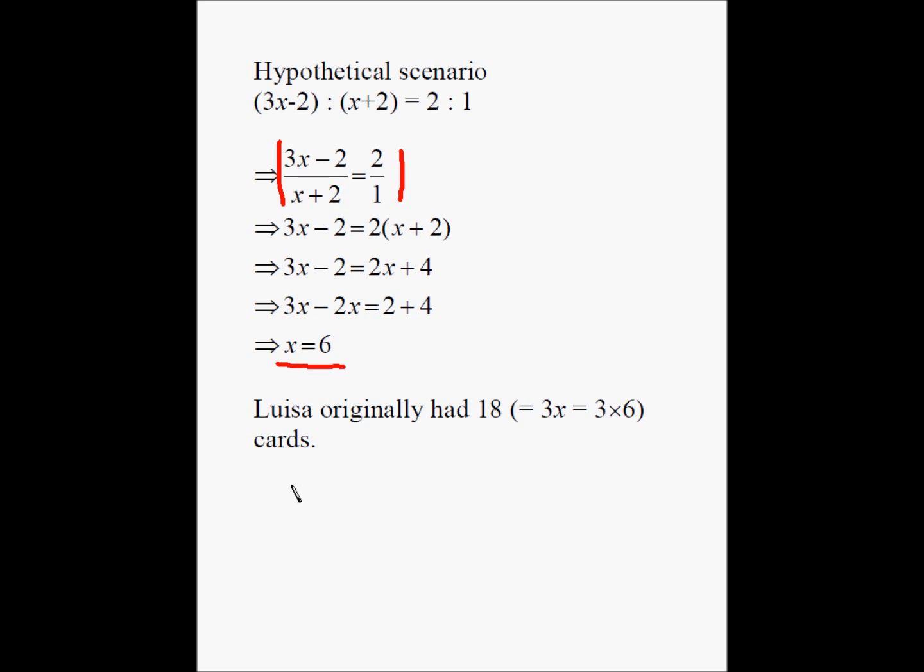The question says, how many cards did Luisa have originally? Recall from the very first slide, we assumed that Luisa had 3x cards, but now we know x is 6. So the answer should be 3 times 6, or 18. That's my answer.